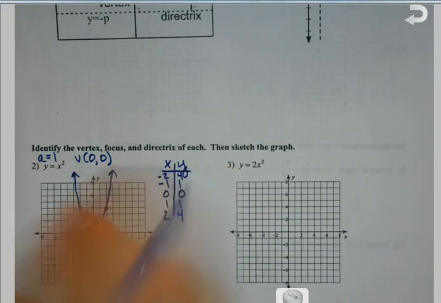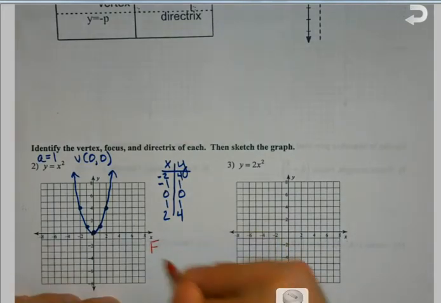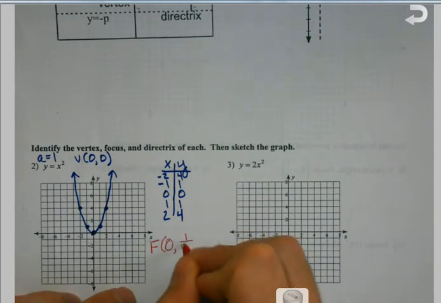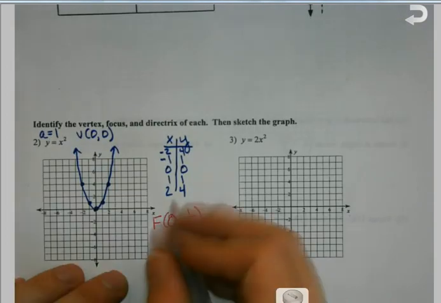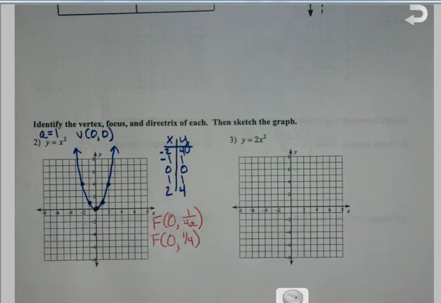Okay, so visually this is going to be a little bit easier to see when we go to do our focus and directrix. Because again, it needs to be equidistant from each point on my graph. So I look, and when we just mentioned that my focus can basically be found by doing 0, 1 over 4a. Well, if I know that a is 1, because that's my coefficient in front of x squared, my focus would be 0, 1/4.